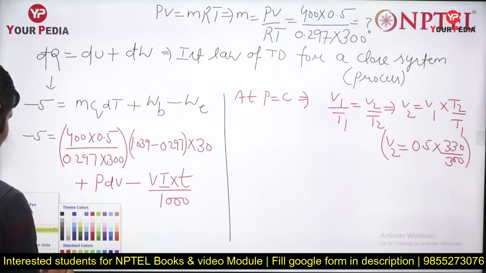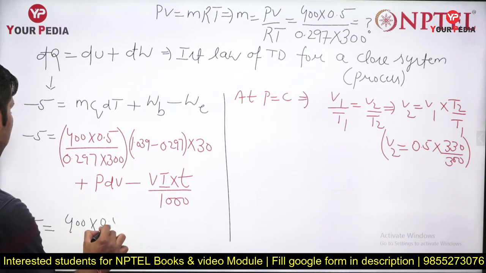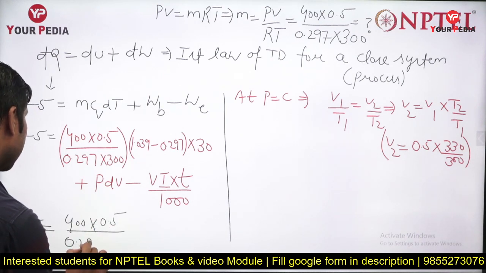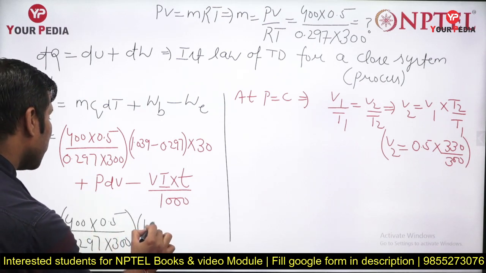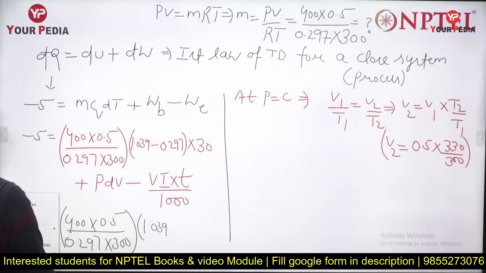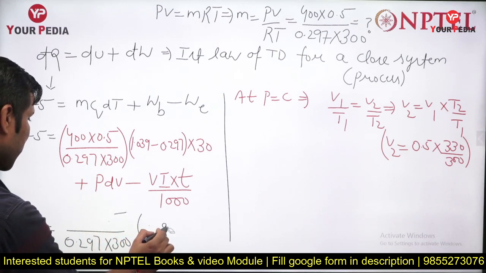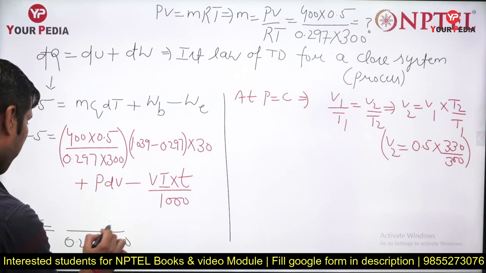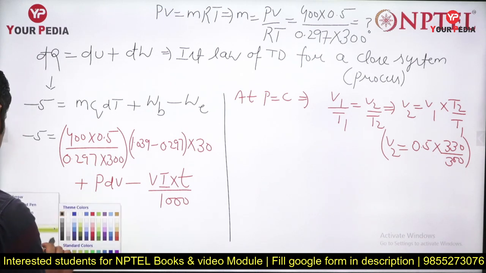So let me further put all these things here so that we will get the final answer. Minus 5 equals 400 into 0.5 divided by 0.297 into 300, into 1.039. Okay, let me write the final value which we are going to get after solving this, so that you will be able to match your answers. Just give me a second, guys. Let me put here the value which you are going to get.